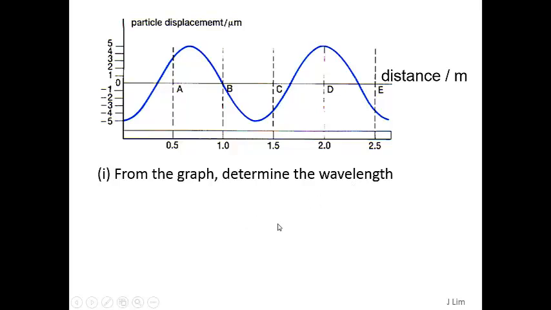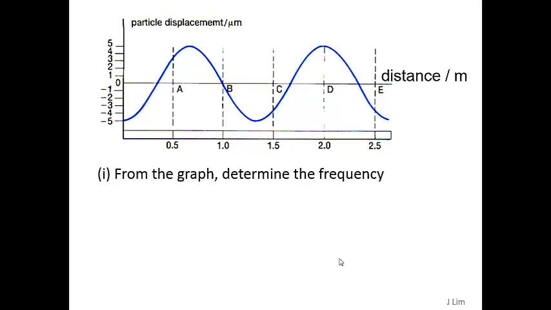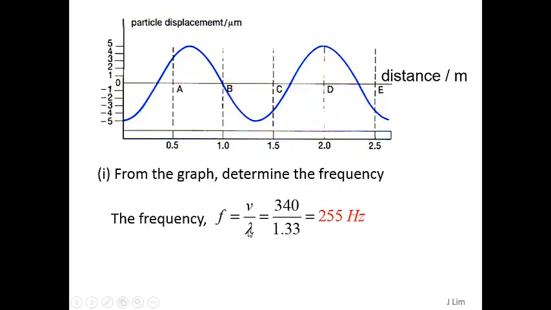Determine the wavelength. So from here to here is 1.5 wavelengths. This is one wavelength, and this is half a wavelength. So 1.5 wavelengths is 2 meters, so the wavelength will be 1.33 meters. Determine the frequency. Frequency is the speed divided by wavelength, so there will be 255 Hz.